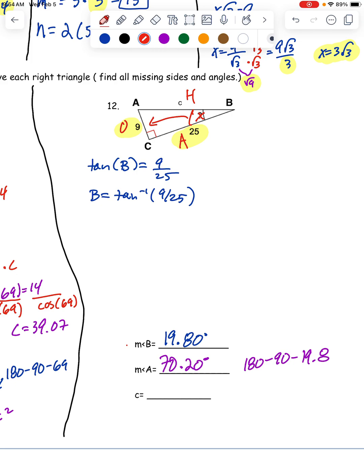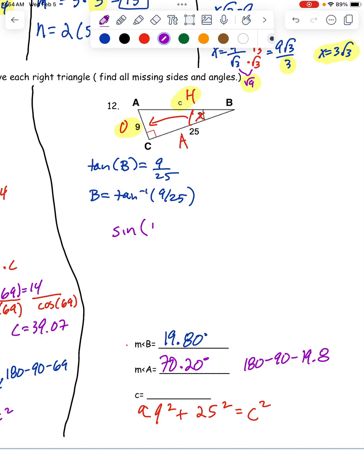To find side C, okay, I can do this two ways. I can use trig, which I'm sure a lot of us will do, or I could use the Pythagorean theorem. I could say, all right, 9 squared plus 25 squared equals C squared. But to find C, I'm going to use trig here, just because I like it. I'm going to use O and H. I like sine, so that's going to be sine.